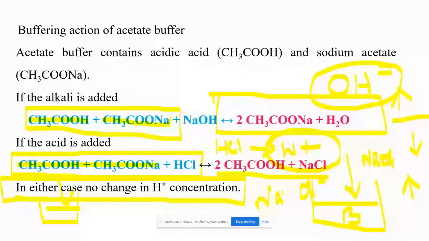After that, for the addition of the acid also, you have to write the reaction in the same way: acetic acid, sodium acetate plus HCl. In this case, we get 2 molecules of acetic acid and 1 molecule of sodium chloride. There is no H plus ion or OH minus ion, so there is no increase or decrease in the pH. This way only the buffer resists the change of the pH.